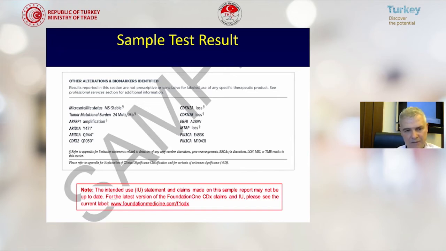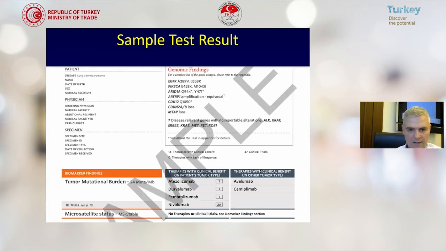We can also find different kinds of information from the same test. For example, if the patient has microsatellite instability, we can choose another drug. Or if the tumor has a high mutation burden, we can choose another drug, which are all FDA approved. For example, this is a patient with high tumor mutational burden, with 24 mutations per megabase. So we can choose different kinds of immunotherapies called atezolizumab, durvalumab, or pembrolizumab.